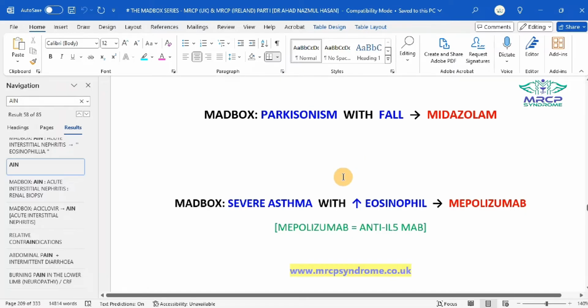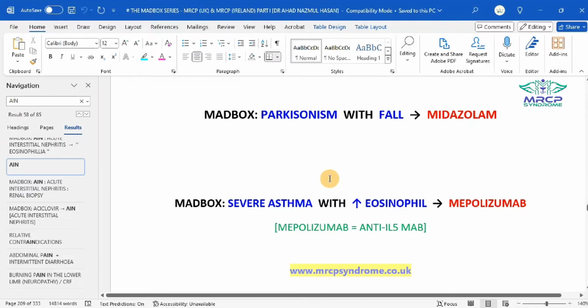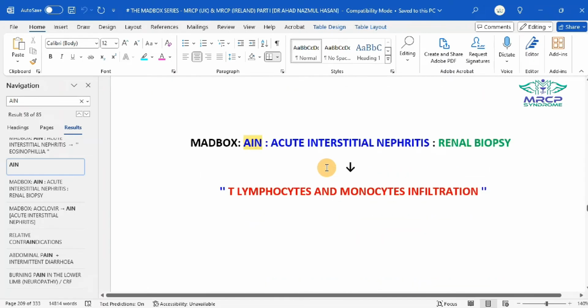And what should be the biopsy findings in case of acute interstitial nephritis? Biopsy findings. What should be the biopsy findings? There would be T lymphocyte and monocyte infiltration.